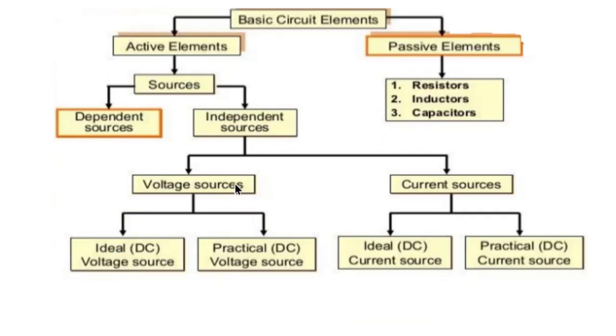Again, under voltage sources, we find ideal voltage source, that is DC. The other is practical DC voltage source. Similarly, under current sources, we find the ideal current source, that is ideal DC current source. The other is called practical DC current source.